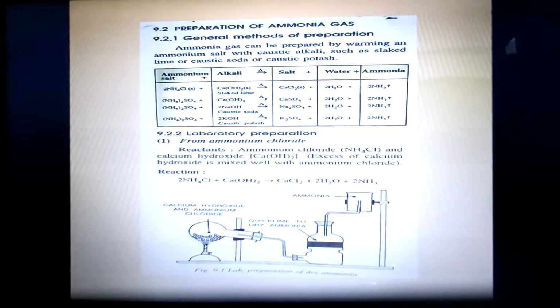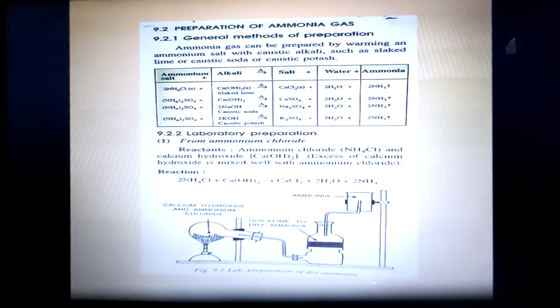So ammonium chloride and slaked lime give you calcium chloride, water and ammonia. Similarly, ammonium sulfate and slaked lime give you salt, water and ammonia. So the general method is you take any ammonium salt except ammonium nitrate and ammonium nitrite, and then you heat it with the help of an alkali and you get ammonia gas.